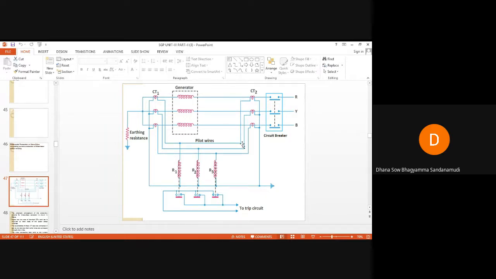The other ends of the secondaries of the CTs are connected through pilot wires, and one end of the secondaries are connected in star, and they are given to the neutral point, or they are grounded, you can say.